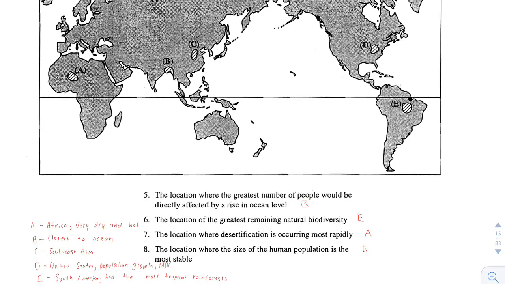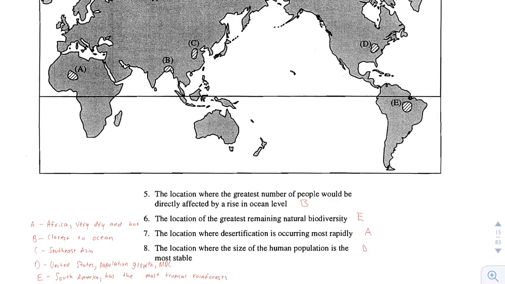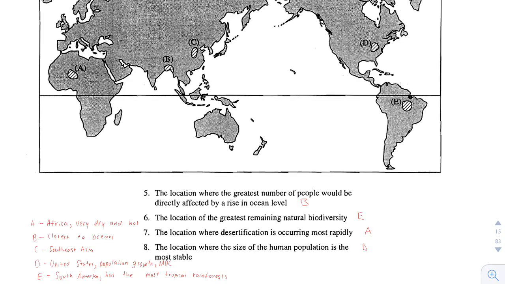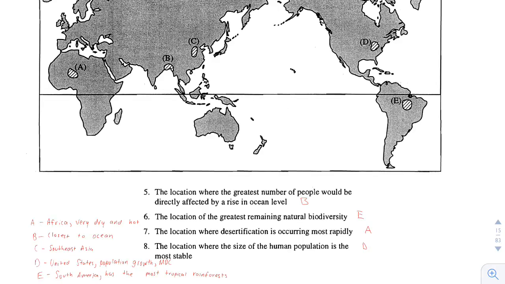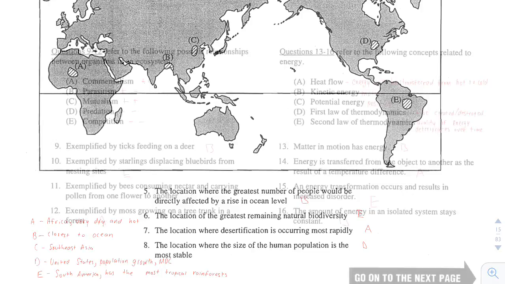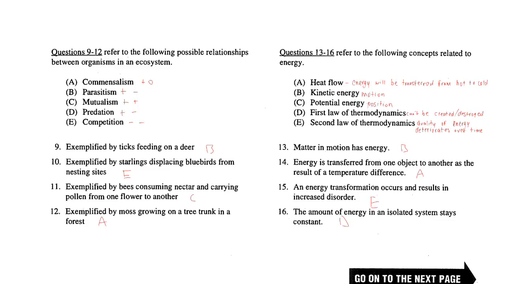Number 7, the location where desertification is occurring most rapidly would be option A because that is Africa, where it is very dry and hot. And number 8, the location where the size of the human population is the most stable would be option D, the United States.